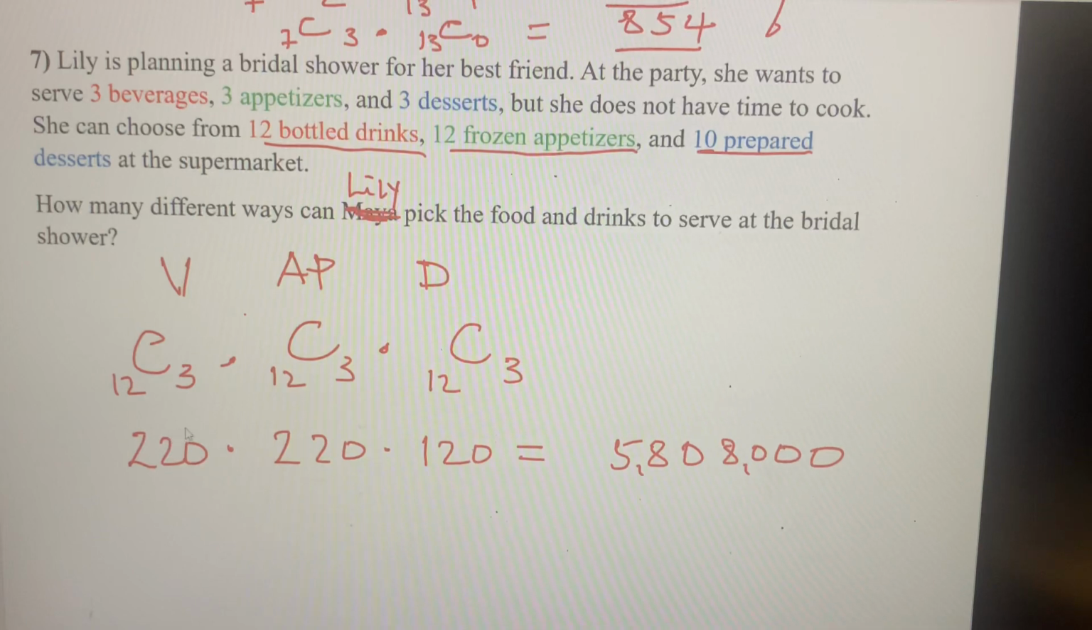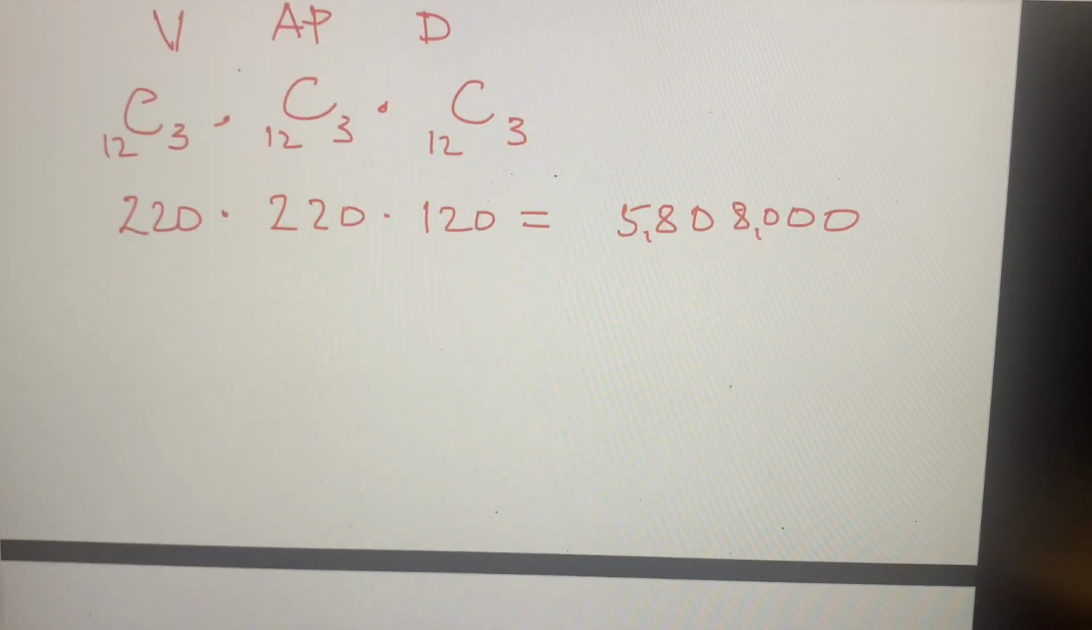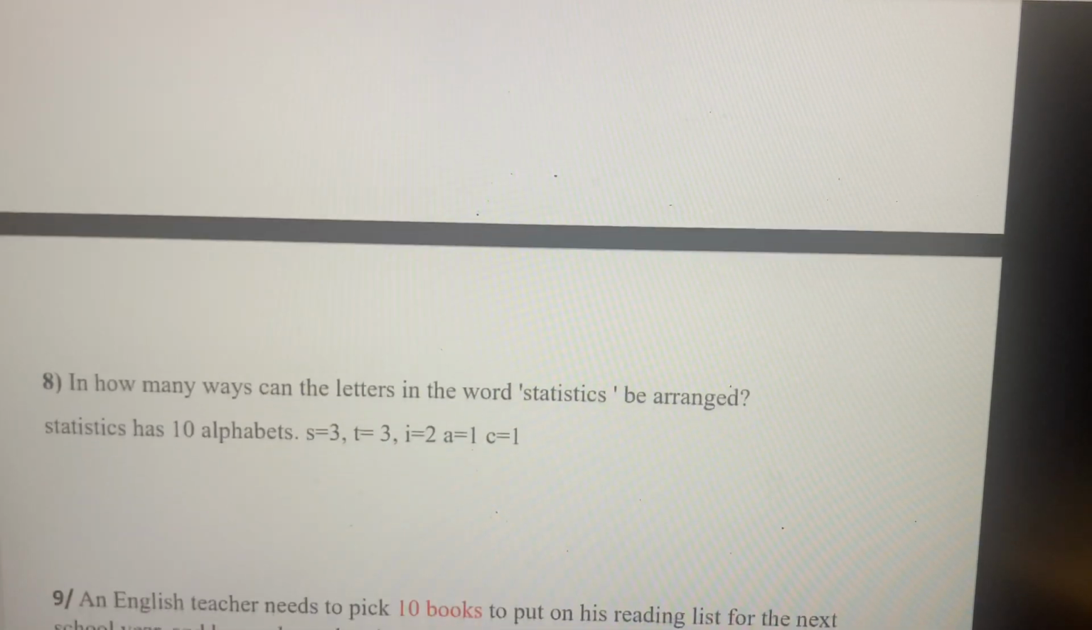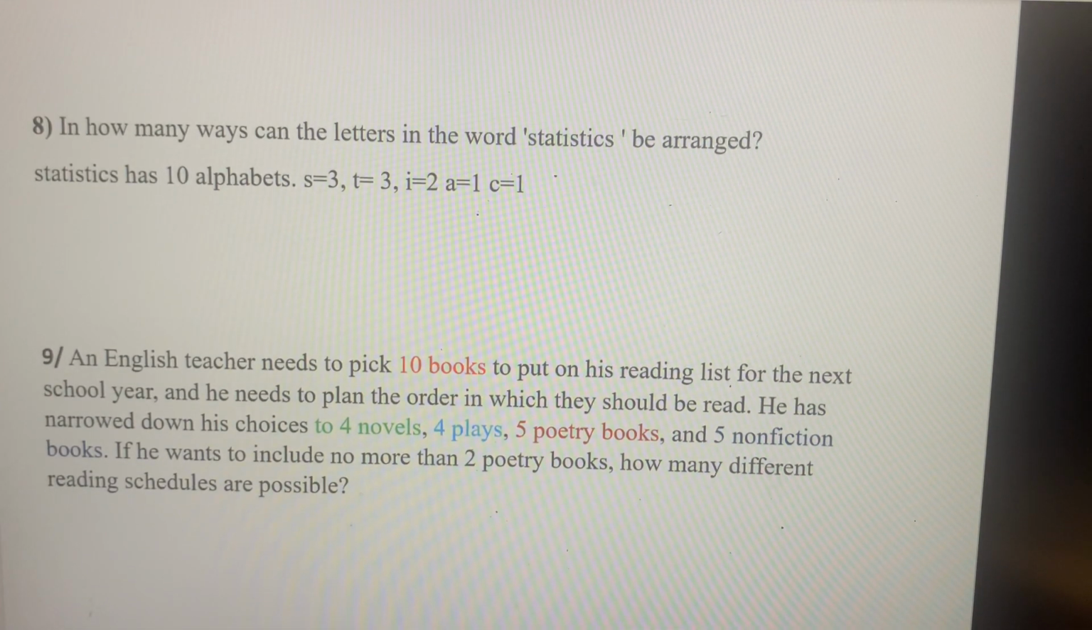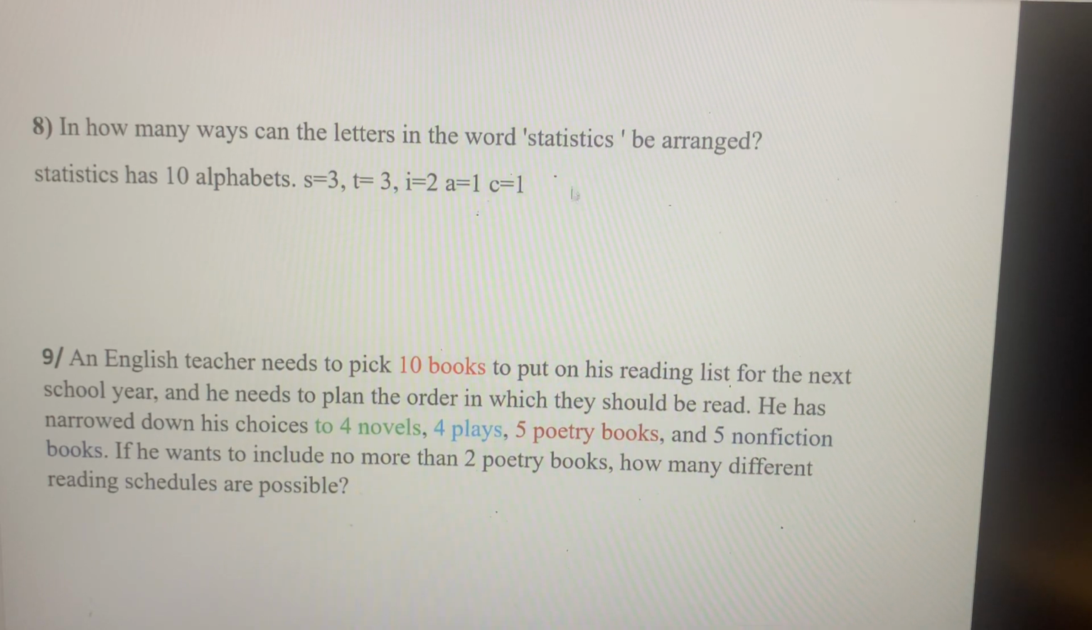Okay, so this is the next question. Now let's continue to the next one and see what it is saying. The next one is number 8. How many ways can the letters in the word statistics be arranged?